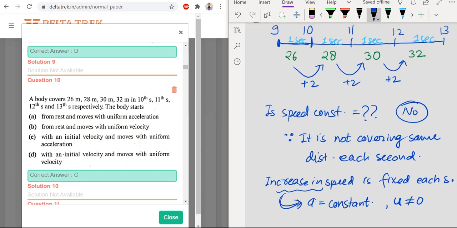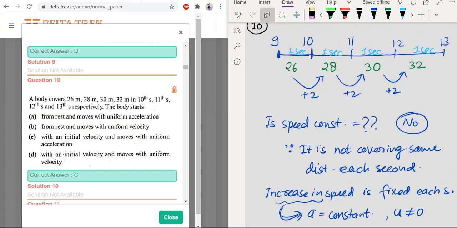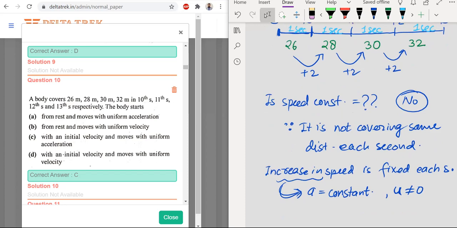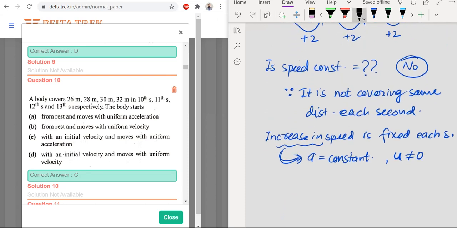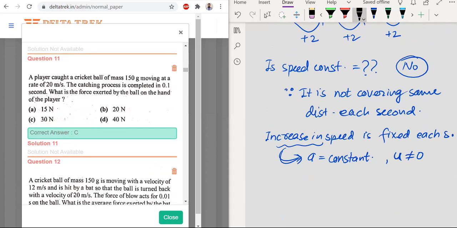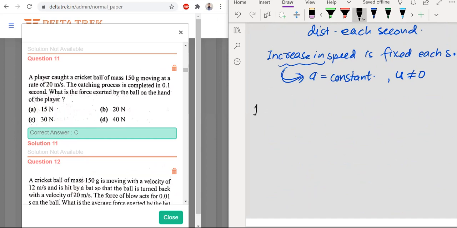Because each second there is an increase of 2, you can calculate how much it should have been previously, initially. So it means initially it will not be zero. So we can say it is a uniformly accelerated motion with some initial speed. Let's say number 11.